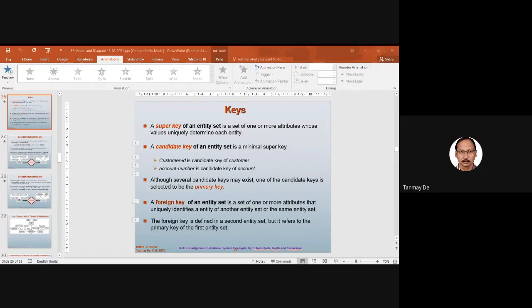Is this slide visible here? One ER diagram is present at the bottom of that slide. No, sir. Now I am not writing anything. Sir, it's the keys slide, where super key, candidate key and foreign key are defined. Which slide is visible at that moment? Keys is visible. Yes, sir. Slide number 26.